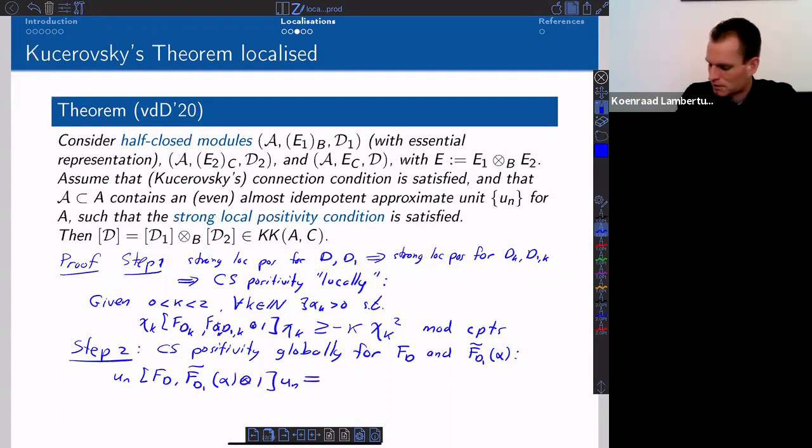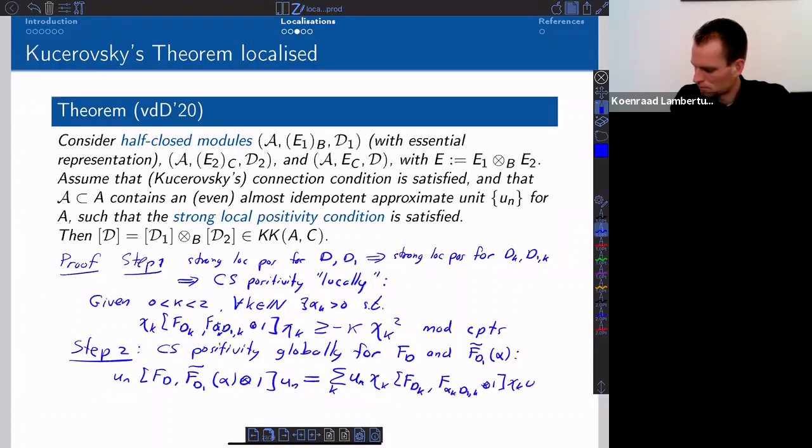So as I explained before, up to compact or locally compact perturbations, we can write this in terms of the bounded transforms of the localized representatives. Again, modulo compact operators. And then we can apply the estimates from step 1. So for each k, we have this estimate.